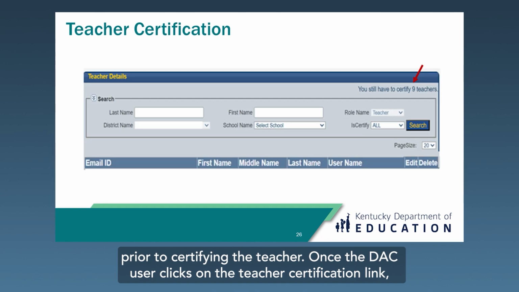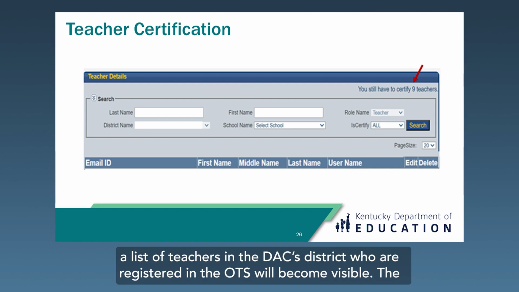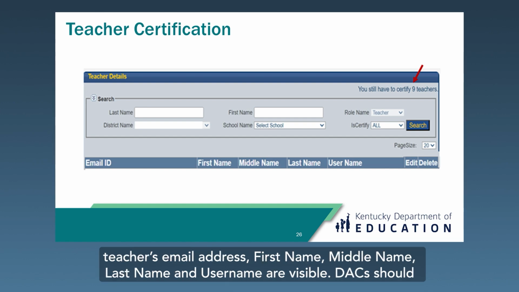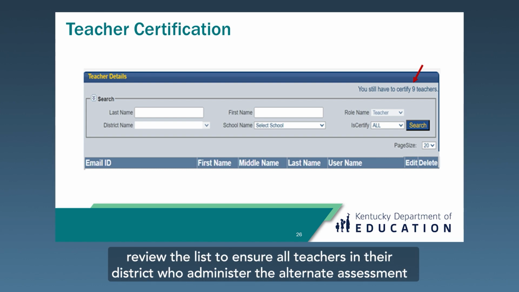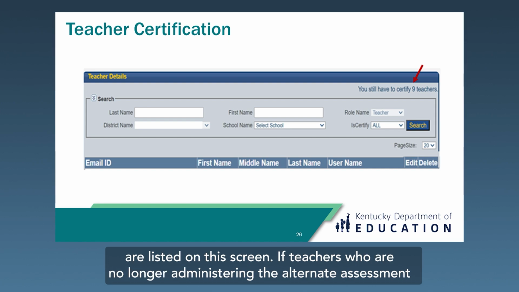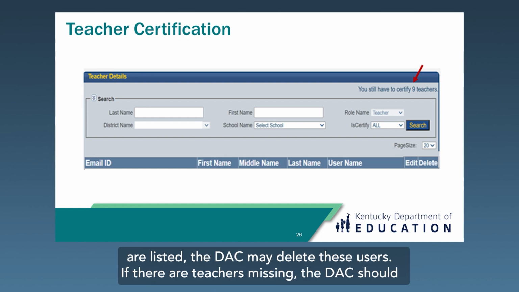Once the DAC user clicks on the Teacher Certification link, a list of teachers in the DAC's district who are registered in the OTS will become visible. The teacher's email address, first name, middle name, last name, and username are visible. DACs should review the list to ensure all teachers in their district who administer the alternate assessment are listed on this screen. If teachers who are no longer administering the alternate assessment are listed, the DAC may delete these users.